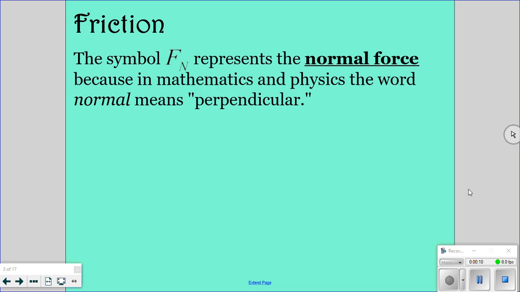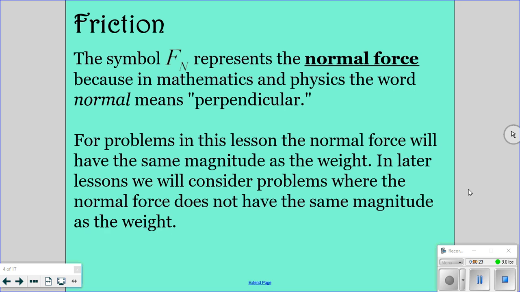So the symbol F sub n represents the normal force, because in mathematics and physics the word normal means perpendicular. So we're going to be using this F sub n quite a bit throughout the year. For problems in this lesson, the normal force will have the same magnitude as the weight. In later lessons, we will look at problems where the normal force is not the same as the weight, but we are starting with basic problems right now. So the normal force is going to be the same as the weight.